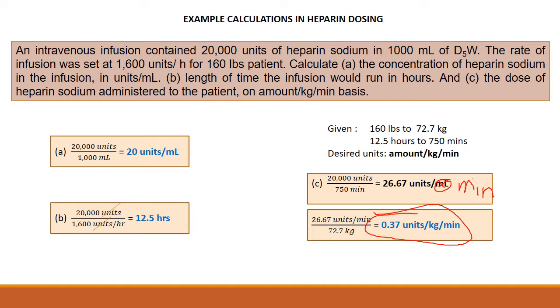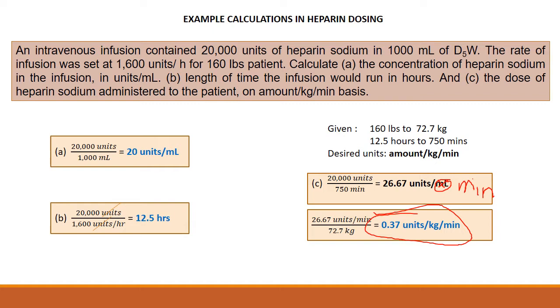So in the problem, where do you see the units? So we have 20,000 units heparin sodium. Okay, some of the doses of drugs are measured by units. So first example here we have heparin. So we have 20,000 units. So you are given 20,000 units of heparin sodium, and then the desired unit is units per ml.